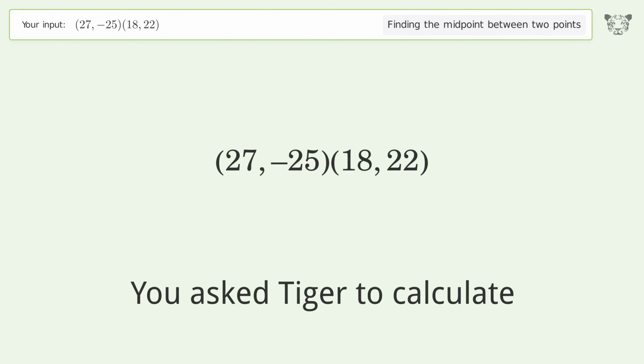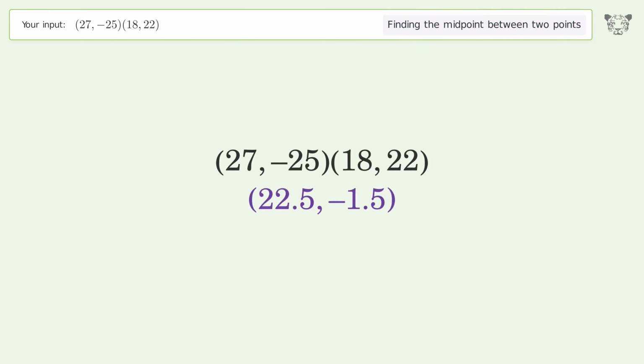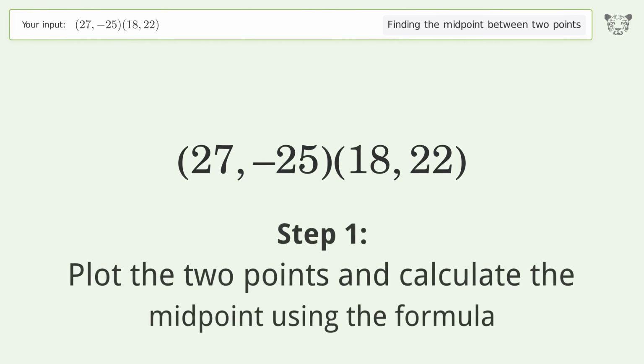You ask Tiger to calculate. This deals with finding the midpoint between 2 points. The midpoint between the 2 points is 22.5, negative 1.5. Let's solve it step by step. Plot the 2 points and calculate the midpoint using the formula.